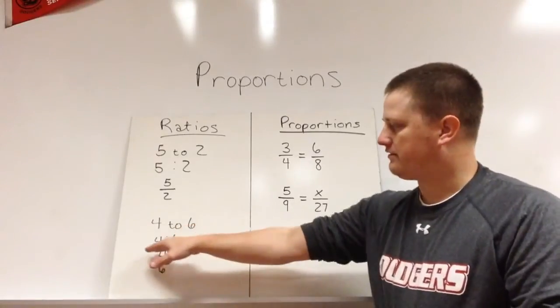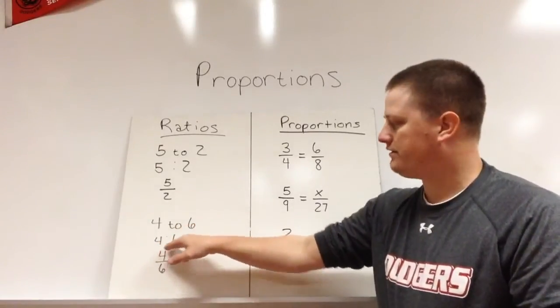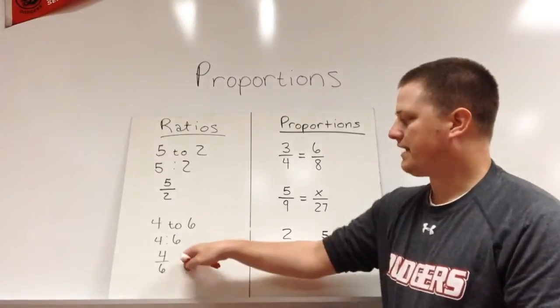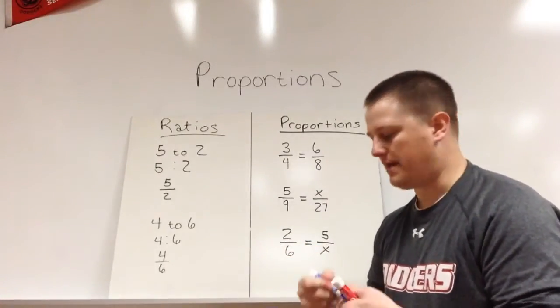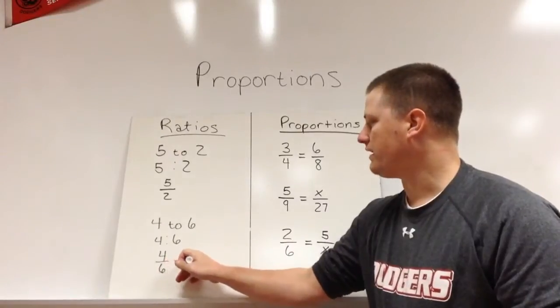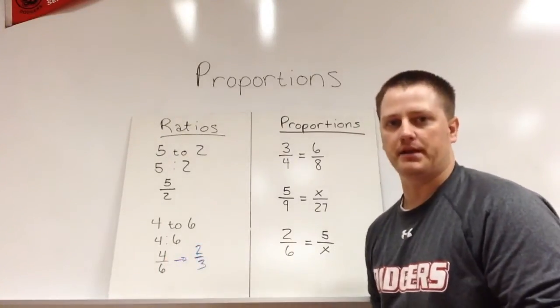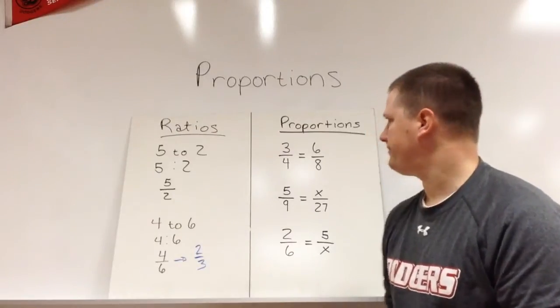Here's another example. 4 to 6 is the same as 4:6, or 4/6. Now, something like 4/6, because it's capable of being reduced, we can turn that into 2/3 using our ability to reduce fractions.